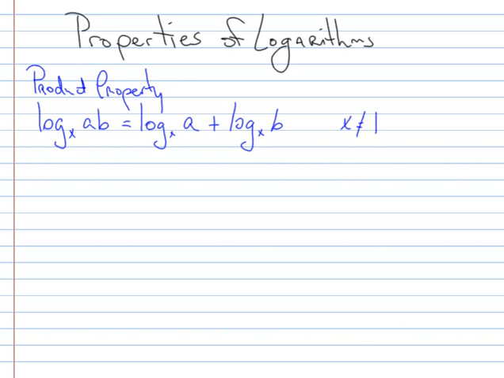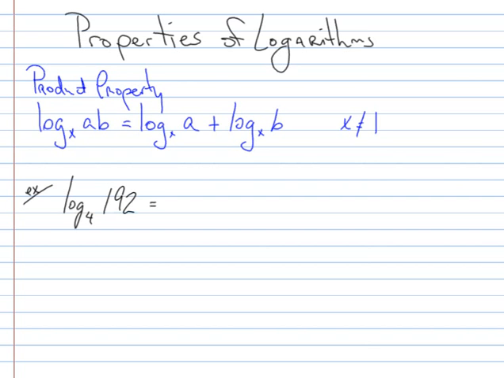So looking at an example that we use with this, I have the log base 4 of 192. I need to evaluate what this value would actually be. Well, I can use my product property to help simplify this.